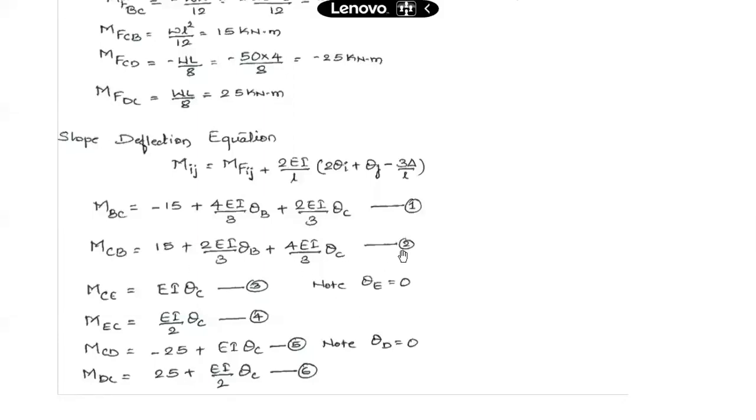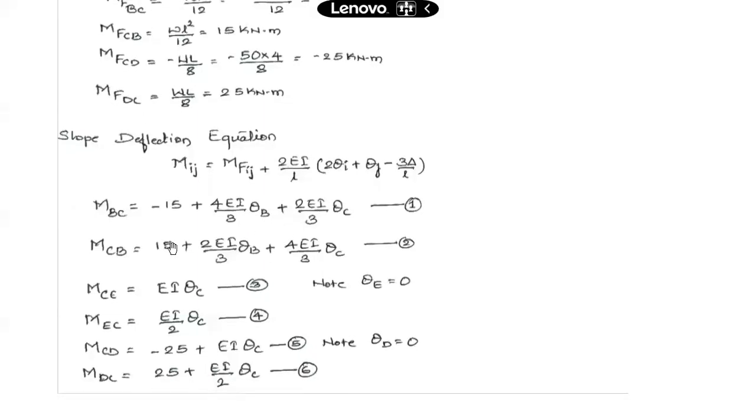So this is the second equation of slope deflection. I have arranged them alphabetically so that it will be convenient to solve later. Only that is the difference. So this is the slope deflection equation for member BC. We have considered both the joints and written two equations for each joint. So these are the two equations, 1 and 2, for member BC.